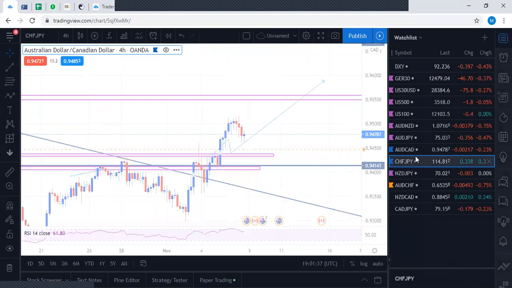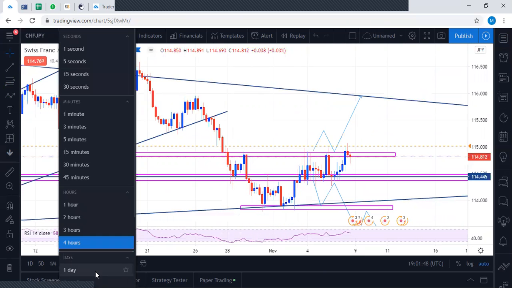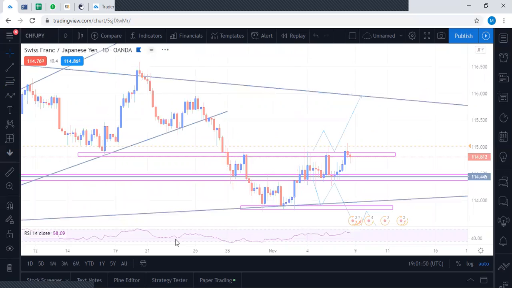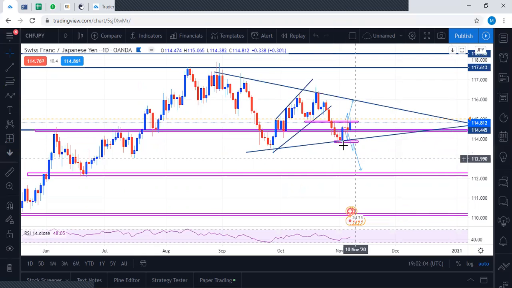So let's see CAD/JPY. Price has been really choppy. It has been really choppy for some time. Price is showing some kind of wedge pattern, and it's going to be in the middle, so I'm just seeing what happens. Let me just skip all this.